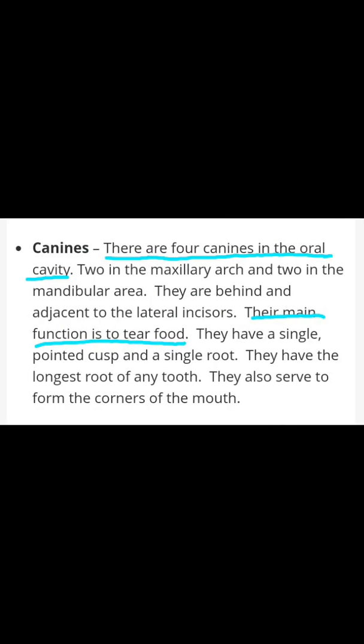Similarly, if you are tearing the food, you need canines. There are four canines in the oral cavity, two in the maxillary arch and two in the mandibular area, that is two in the upper jaw and two in the lower jaw, and their main function is to tear the food. These canines are just adjacent to the incisors and before the premolars.